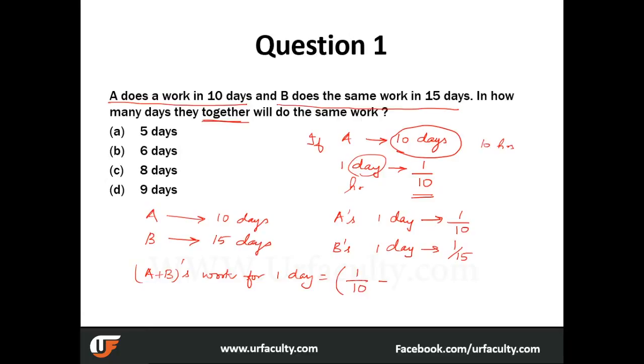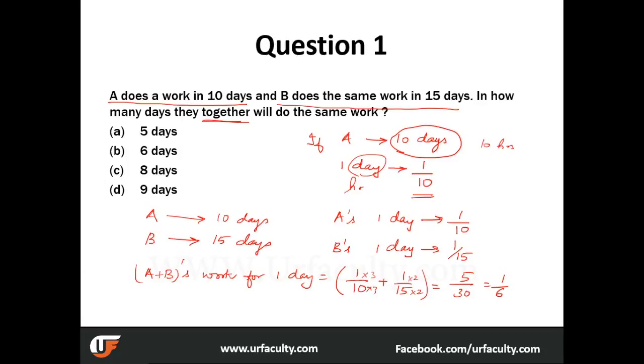1 by 10 plus 1 by 15. And what do you get? You know that the common multiple is 30. So you multiply by 3, you multiply by 2. 3 plus 2, 5. 5 by 30. And this is equal to 1 by 6. So A and B can complete 1 by 6 of the work if they work together in a day.